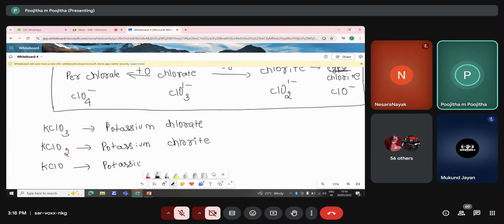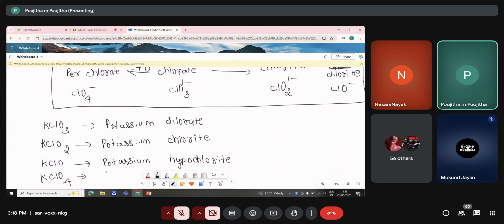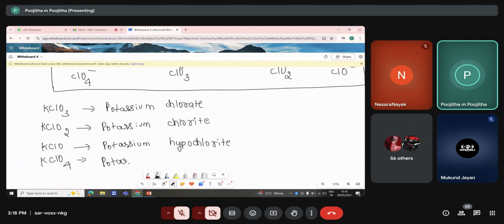You may feel, ma'am is teaching so much, how to remember. It will just come by practice. I'm giving you in a way you should write so that when you study it becomes easy. So you also should practice twice or thrice, then you will also become thorough. Then which is the other compound? What is KClO4? ClO4 1 minus. What is the ion called? Perchlorate. So this is potassium perchlorate.